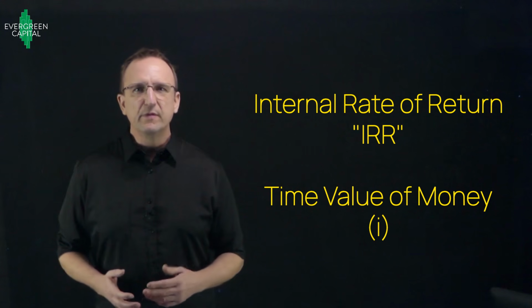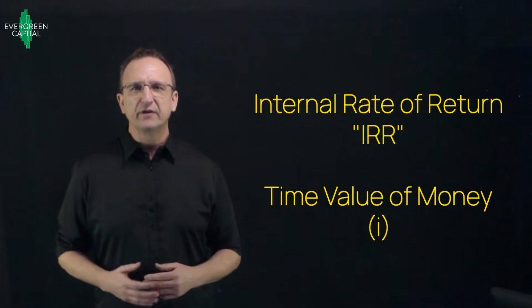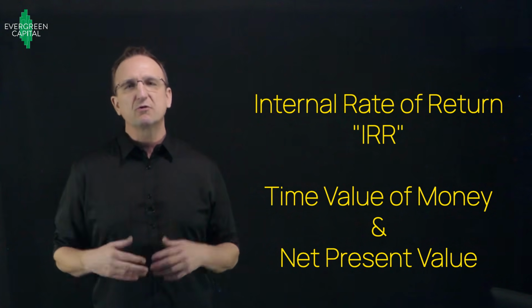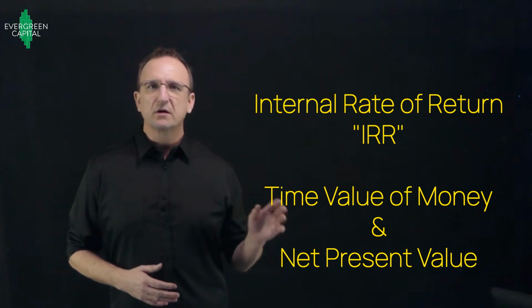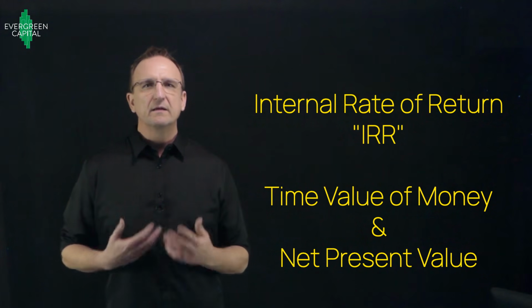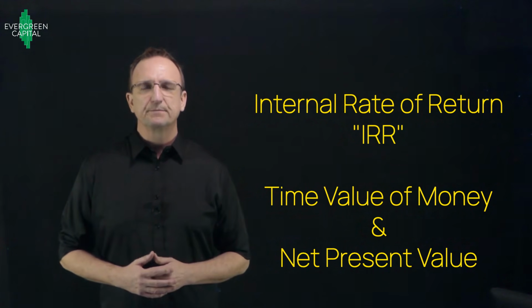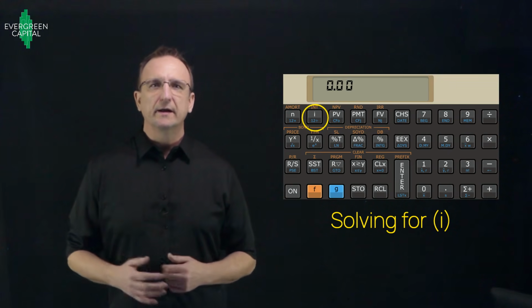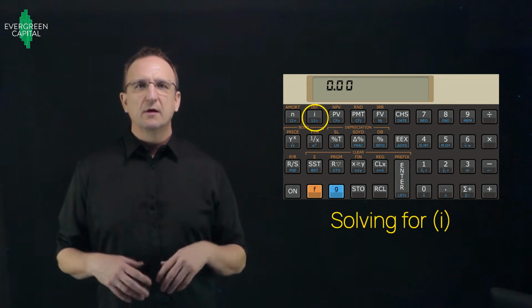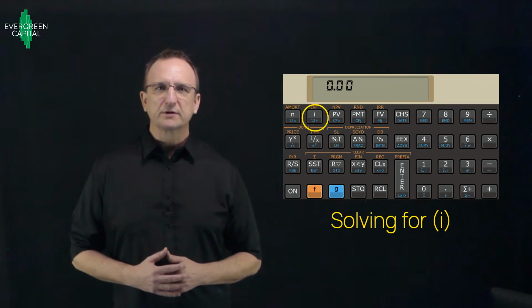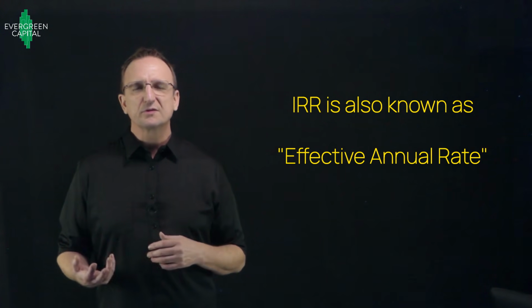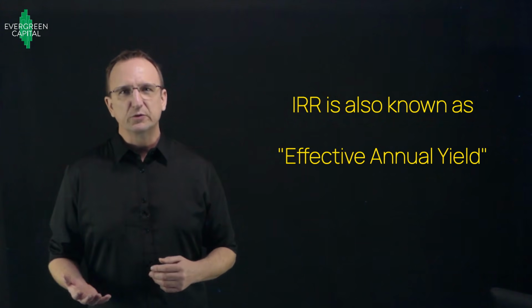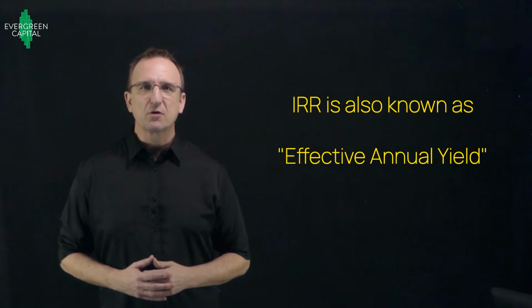So if you're not already familiar with the time value of money and other financial terms such as net present value, then I suggest you pause here and go back and watch my series on the time value of money, and then this will make a little bit more sense. This video will basically explain that when we are solving for I in our financial calculator, we are solving for internal rate of return. IRR is also sometimes known as effective annual rate or effective annual yield, depending on which side of the investment you're on.